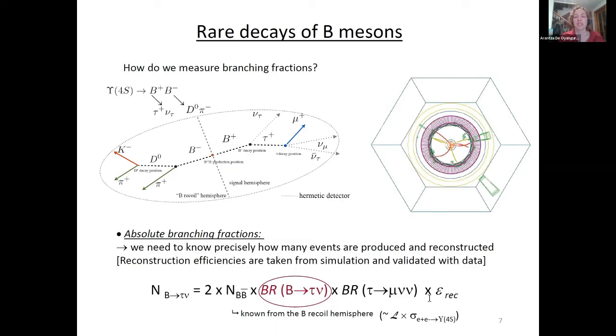How do we measure branching fractions? This is a very important thing. You have seen the PDG, and it is full of measurements of branching fractions. Some of them, maybe just one branching fraction, or branching ratio, is just a PhD thesis.